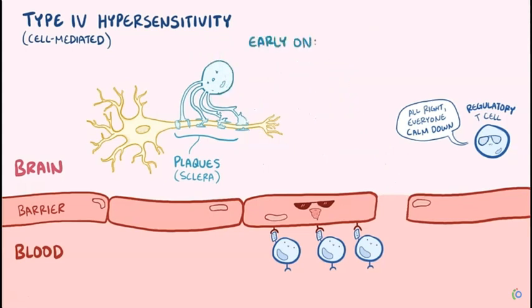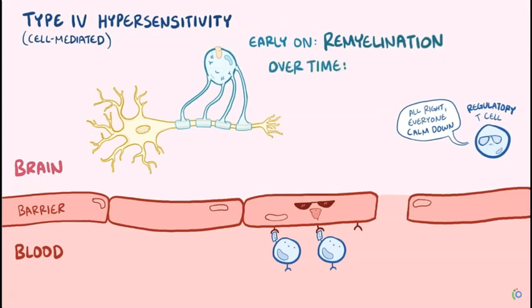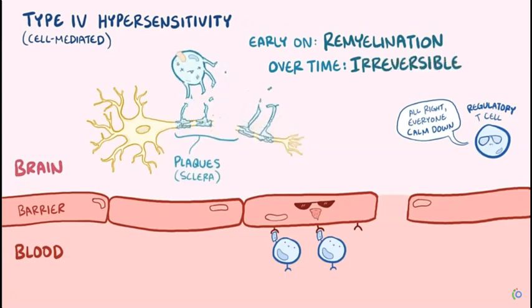Early on in multiple sclerosis, the oligodendrocytes will heal and extend out new myelin to cover the neurons, which is a process called remyelination. Unfortunately, though, over time as the oligodendrocytes die off, the remyelination stops, and the damage becomes irreversible with the loss of axons.